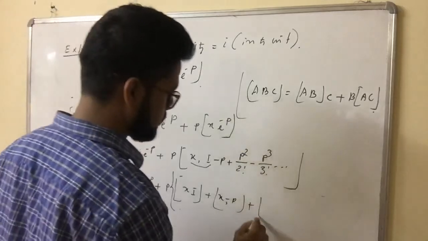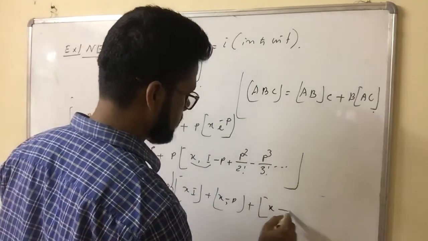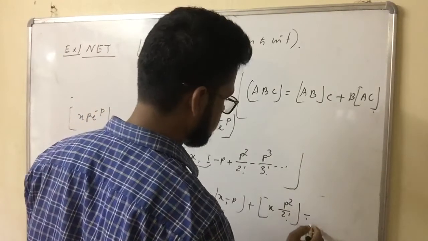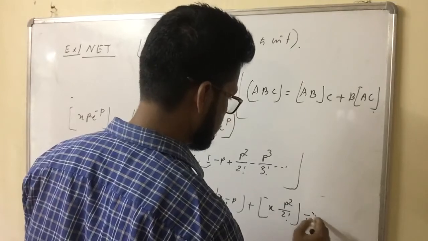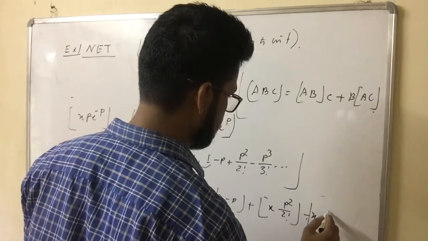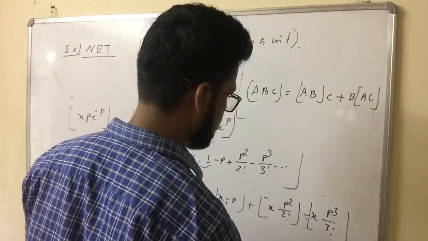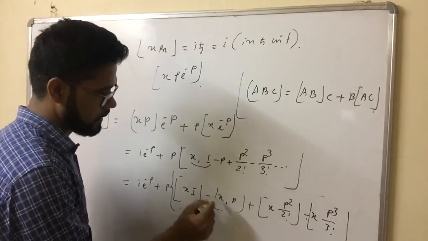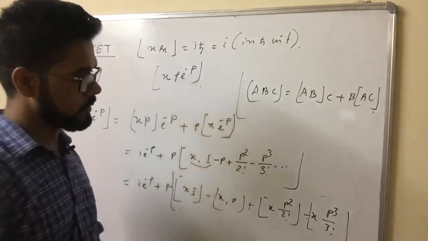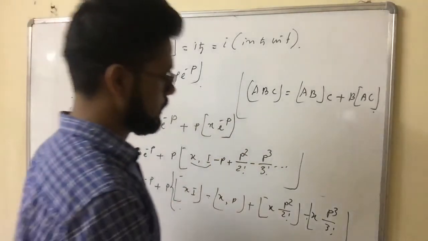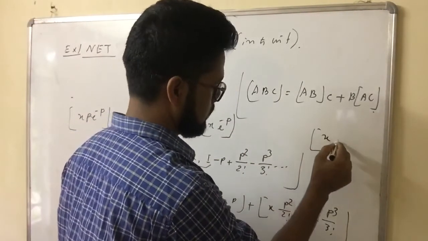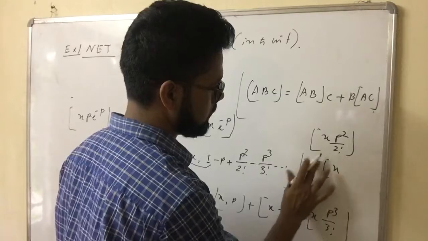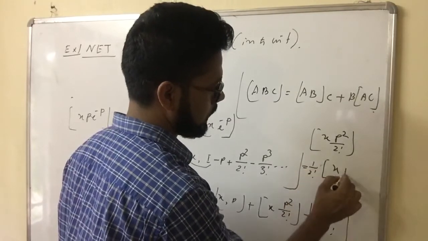Next term will be [x, p square] by factorial 2. Next term this will be minus, then [x, p cube] by 3 factorial. You can take the minus outside, no problem, or you can put it here. This way you can expand. This is [x, p], simple. This part is defined [x, p square] by 2 factorial. This means one by factorial 2, [x, p square].